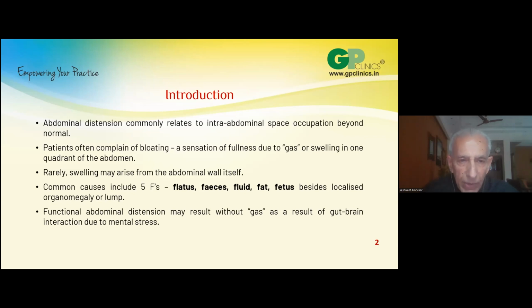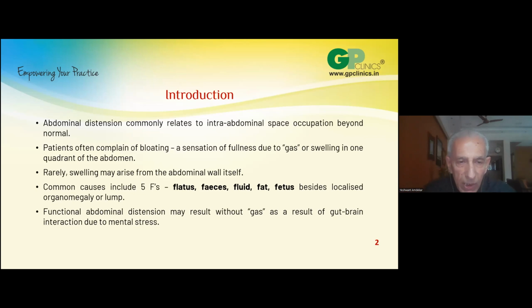We will give some examples of each of that. Now, common causes: I am sure all of us as undergraduates were taught the 5 F's, which are flatus, feces, fluid, fat, and fetus. Of course, besides these, there are localized swellings like an organomegaly or a localized lump. The 5 F's really are of general or central predominance, and we will not discuss much about the fetus and fat, because that's not really a presentation of abdominal distension in itself, and we will discuss the rest of them.